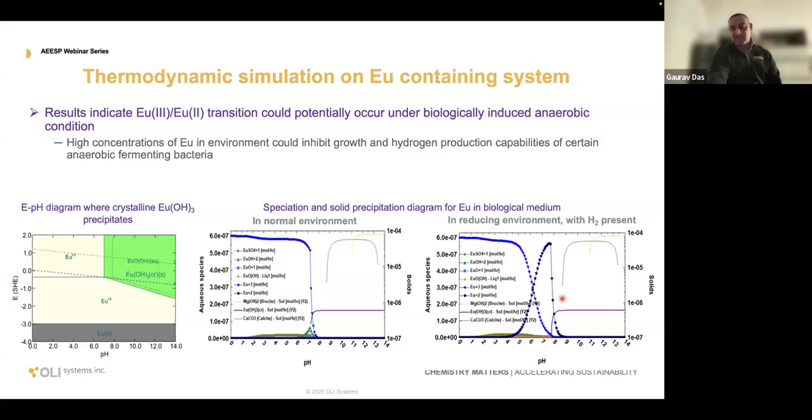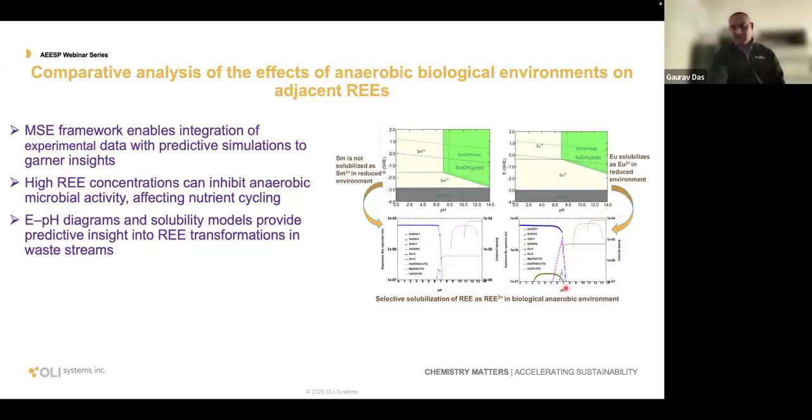But it changes in the reducing environment, which has been simulated with the incorporation of hydrogen. Actually, you can see the appearance of europium 2+ ion. And that increases the bioavailability of europium beyond the region in the non-reducing environment. Now, europium 2+ is available until pH 9. So this could affect microbial functioning. And here I represent the summary of our study.